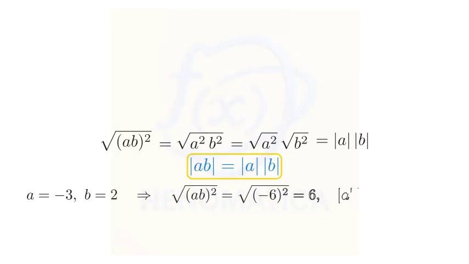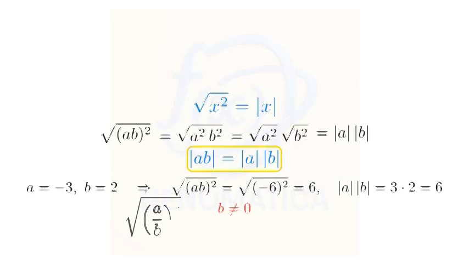Quick check with numbers. Let a equal negative 3 and b equal 2. Then the square root of (ab) squared is the square root of negative 6 squared, which is 6, while the absolute value of a times the absolute value of b is 3 times 2, which is also 6.